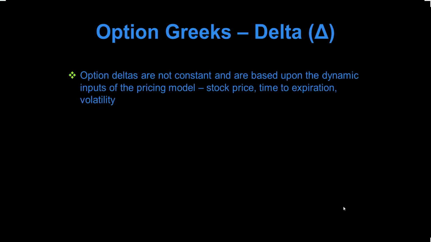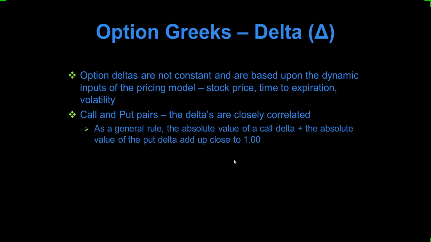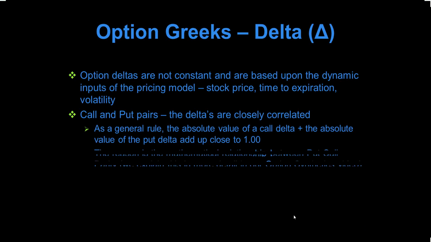So the other thing I want you to know about deltas, they're not constant. As I said before, for every 1 penny rise, they go up, they go down. Also, they're based on time to expiration and volatility. So there are a number of things that can affect the delta of an option contract. It's a moving game. Now, what do I mean by call and put pairs? Basically, they're closely correlated, but what that really means is, as a general rule, the absolute value of a call delta plus the absolute value of a put delta add up close to 1.